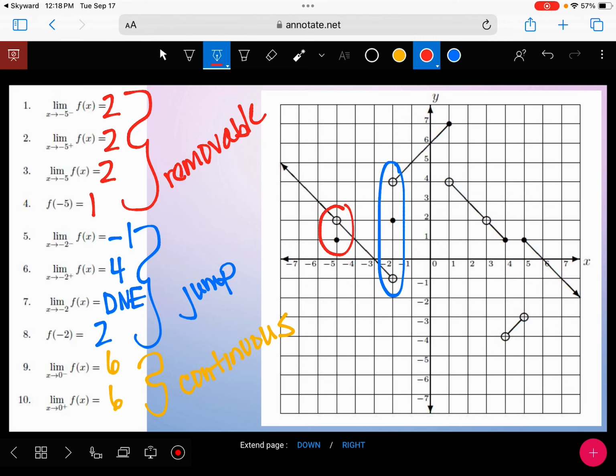The first thing I do is look at the graph to see, is there a discontinuity? And if there is, what kind of discontinuity is there? We do have a discontinuity at -5. It's removable. So for the limit, we're looking at this piece. But for f of -5, I'm looking here. And then when we get to -2, that would be here. That's a jump. So I automatically realize that at -2, that's going to be D and E.